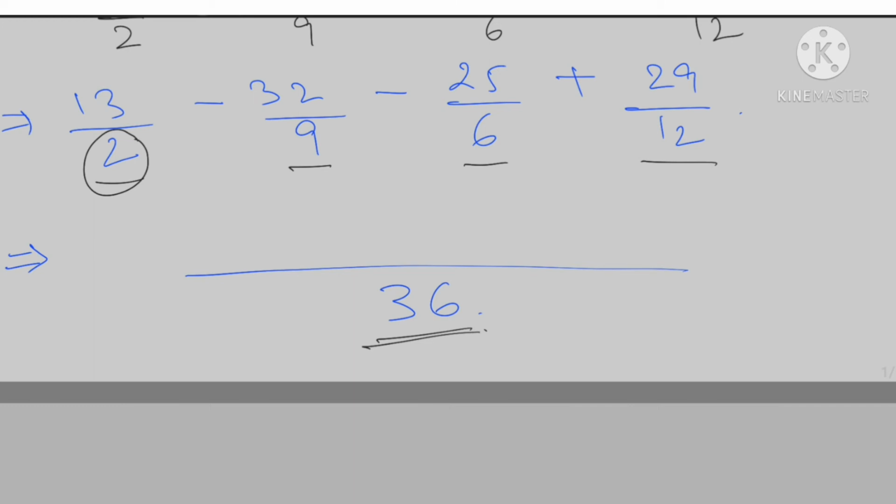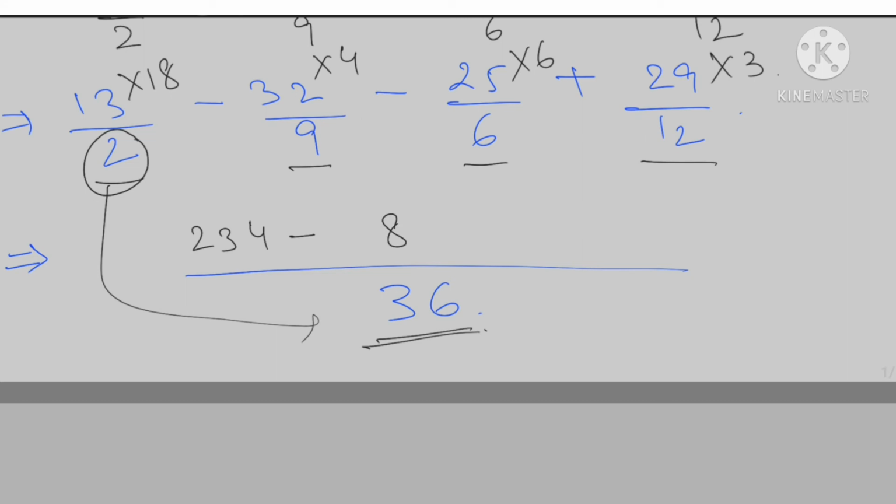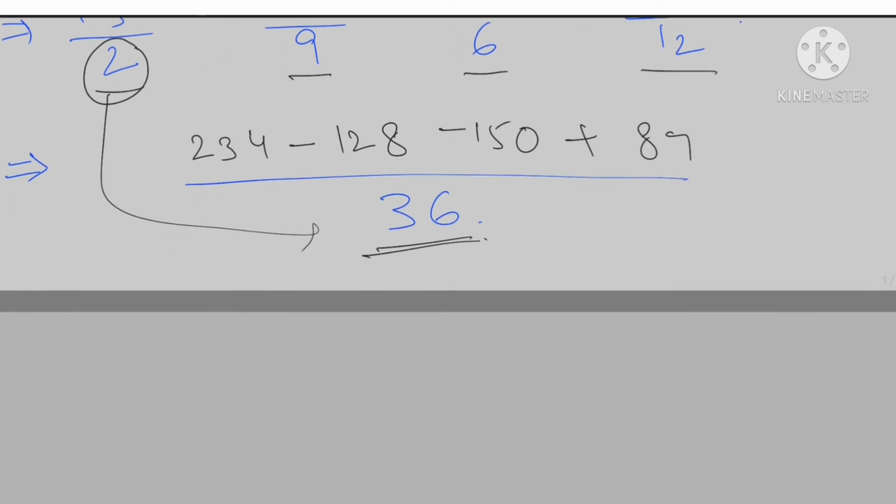So just divide 36 by 2, it will give you 18. So into 18 will come out here. 9 4s are 36, into 4. 6 6s are 36, 12 3s are 36, into 3. Okay, now if you do the multiplication, you will get 13 18s are 234 minus 32 4s are 128 minus 25 6s are 150 plus 29 3s are 87. So this is the calculation which we have got.